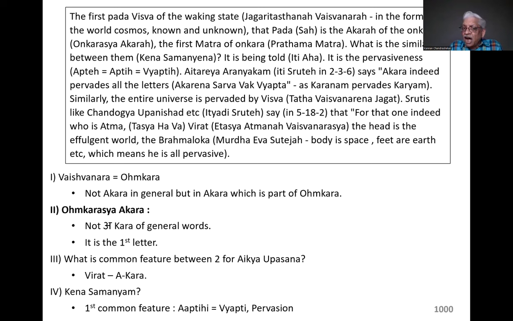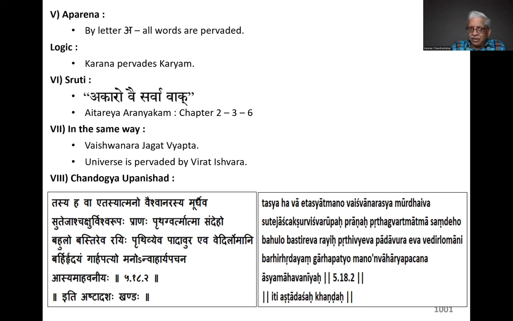The same thing is said in the Chandogya Upanishad, chapter 5, section 18, verse 2. These are all the references given by Shankaracharya to explain to us the significance of Akara and how it is related to Virat Ishvara in the form of pervasion, of the word as well as the Lord Ishvara, the Lord Virat. So the universe is pervaded by Virat Ishvara. The words are pervaded by the letter Akara.